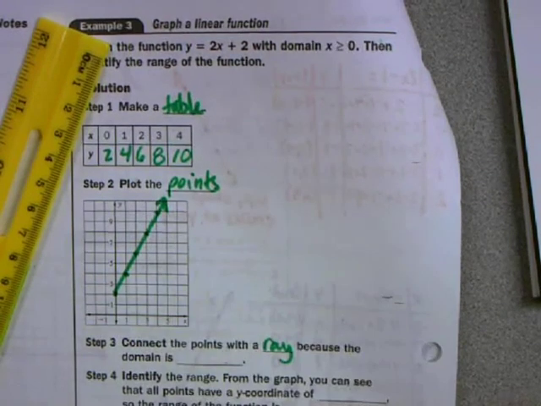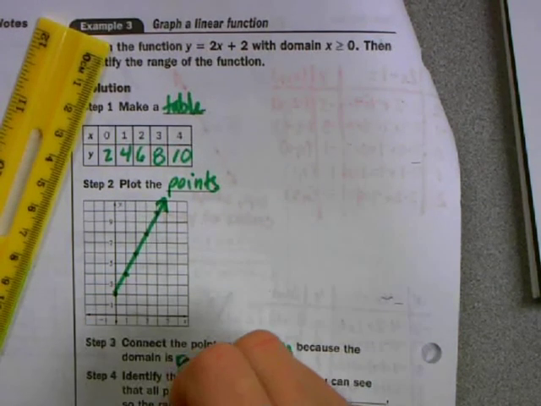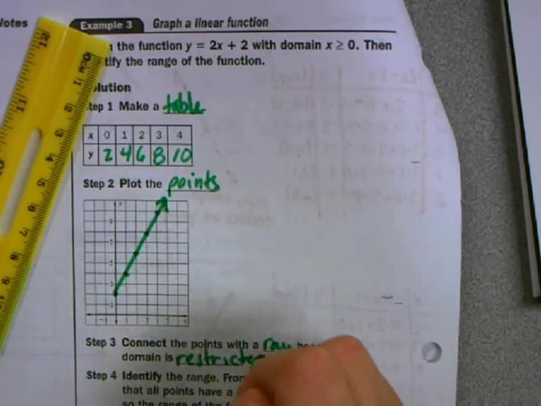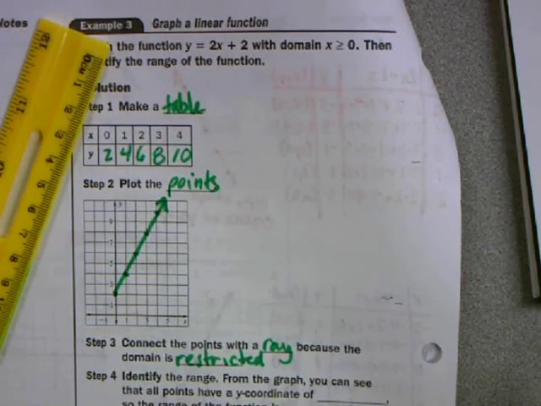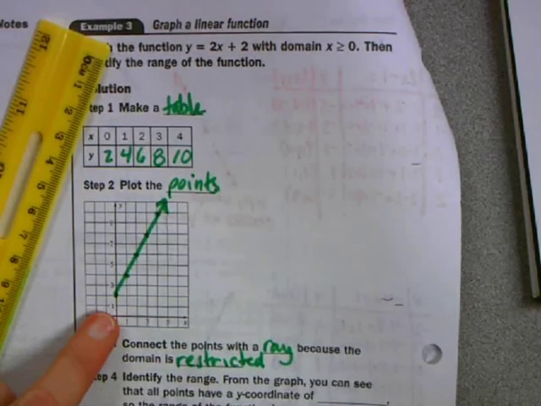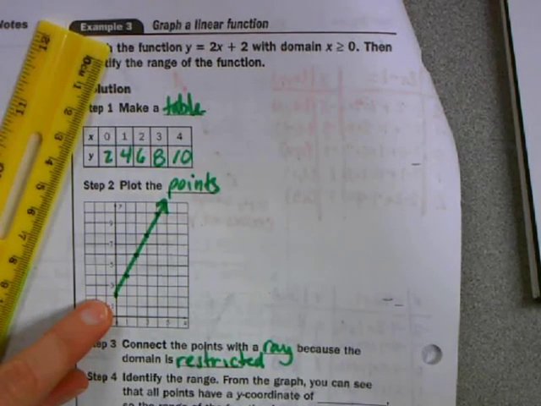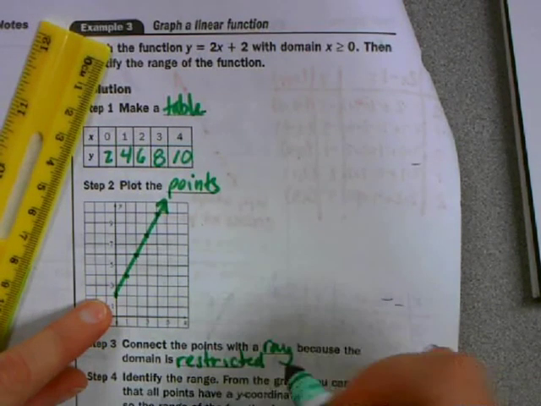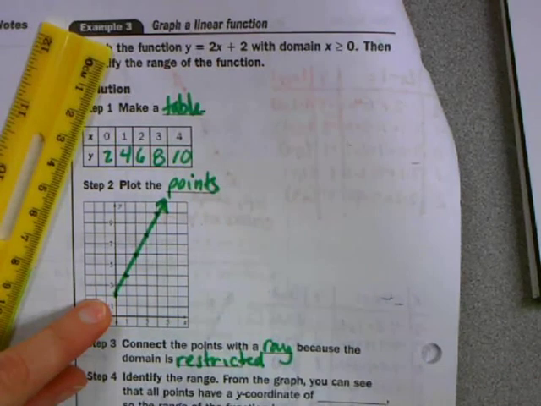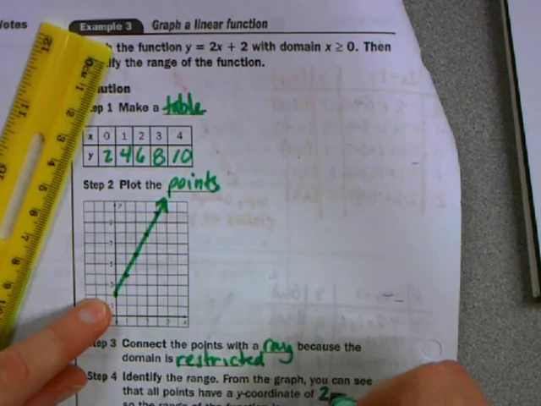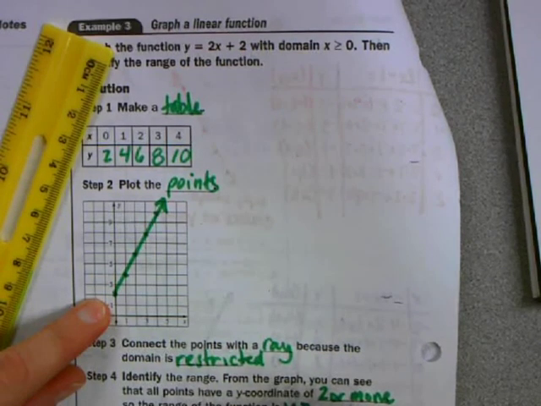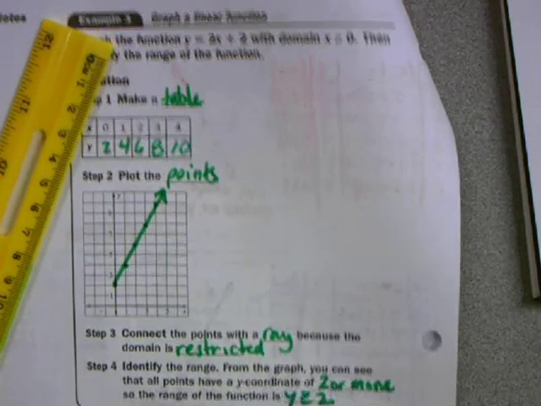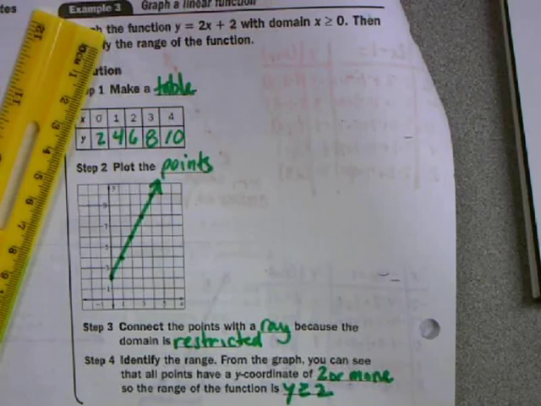That's called a ray when it goes in one direction because the domain is restricted. They told me I could only be equal to or greater than 0. Now, we have to identify the range. So what do you notice about the y values? The smallest y value is what number? It's 2. So from the graph, you can see that all points have a y coordinate of 2 or more. So my range would be y is greater than or equal to 2. All right, go ahead and pause the video, do the example at the bottom, and then I'm going to show it to you.